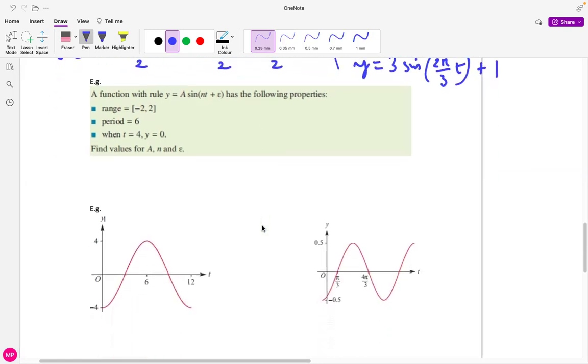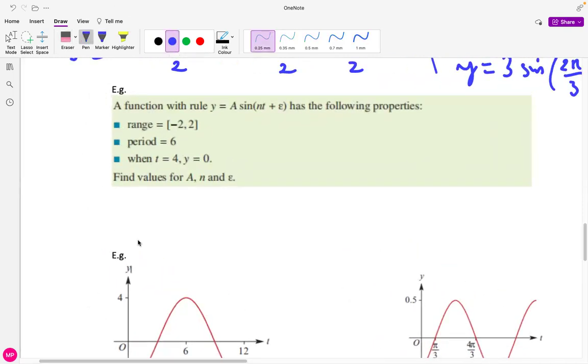All right. Sometimes they might give you a horizontal translation like this with the plus, whatever they want here. So you pretty much do the same thing: you're going to find A, you're going to find n as normal. Then at the end, they're going to give you a point, and then you can substitute that point in, and you know everything. You can solve for epsilon here. Okay. So let's do this example.